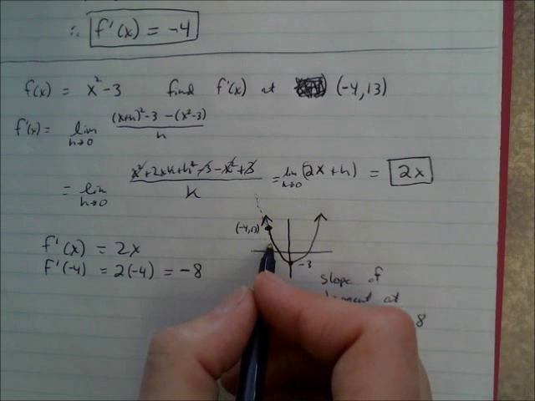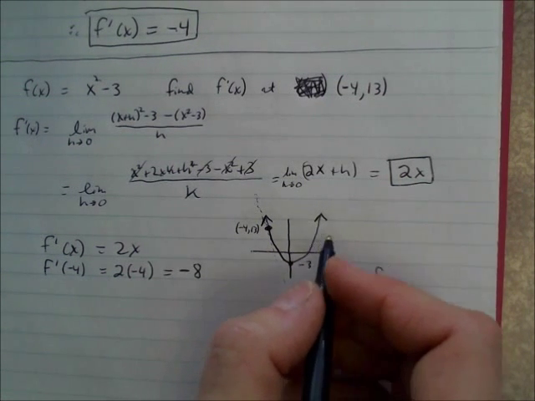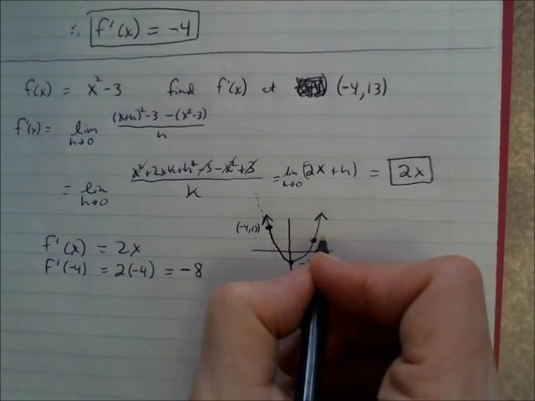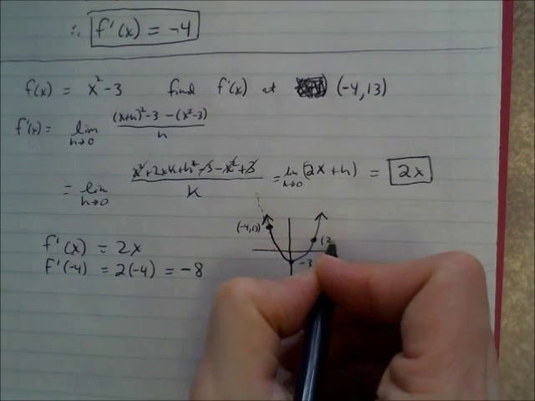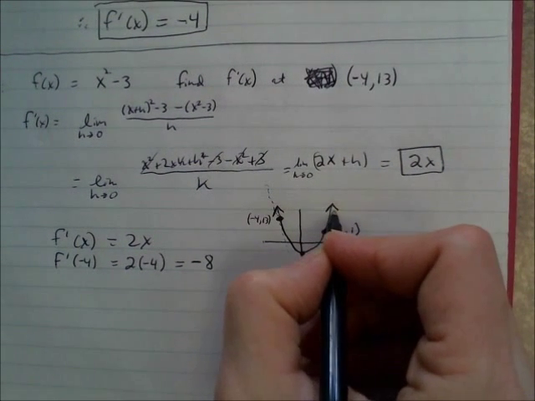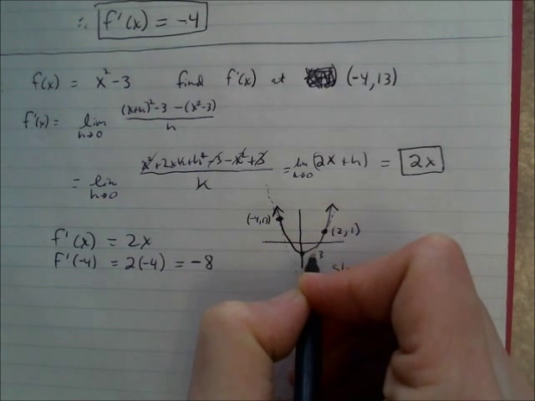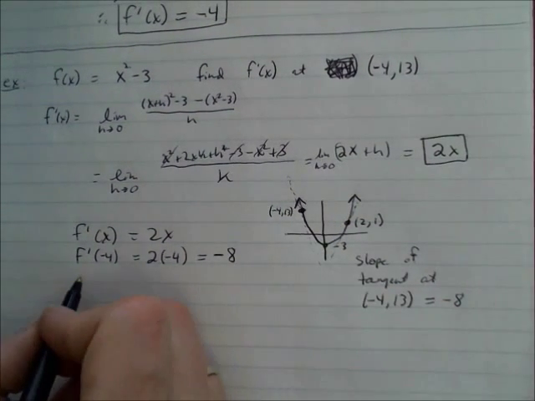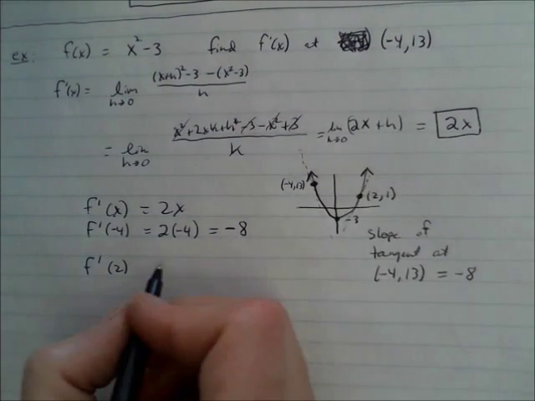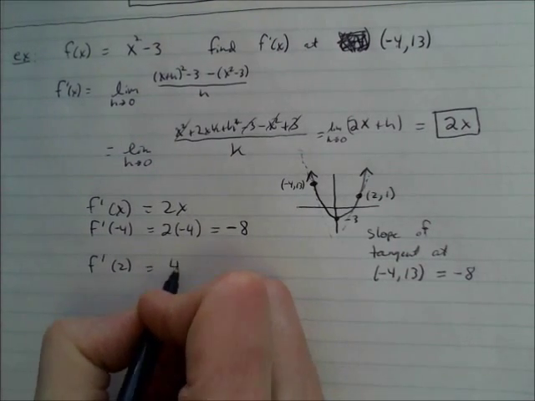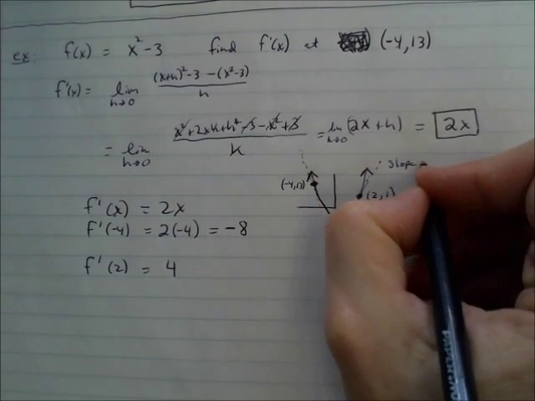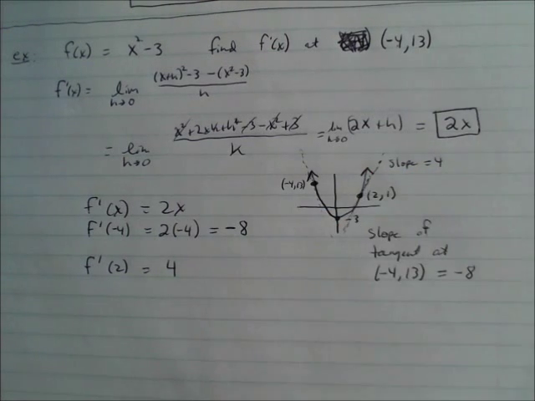Now if we want to crawl along this function here, let's find the derivative at this point when x equals 2, y would equal 1. So let's find the slope at (2, 1). Well, this derivative should be positive because this slope is positive. All we have to do is find f prime of 2 and substitute 2 in for x. So 2 times 2 is 4. So the slope of this tangent would be 4, if we were to draw a tangent at (2, 1).